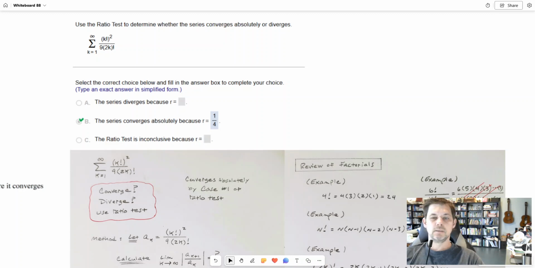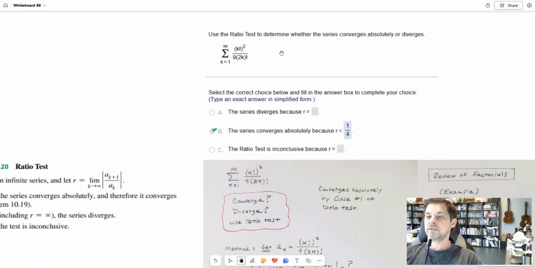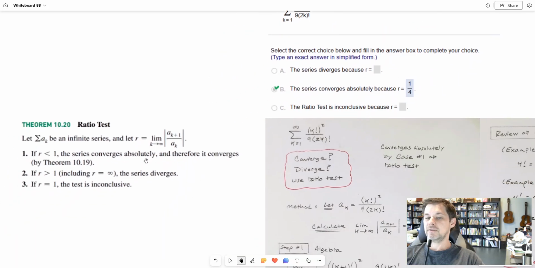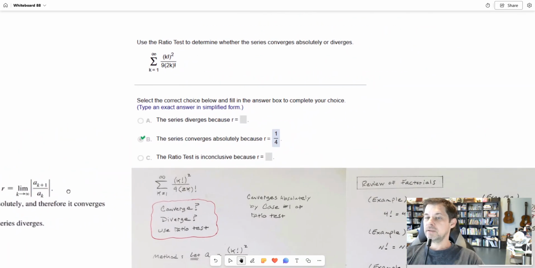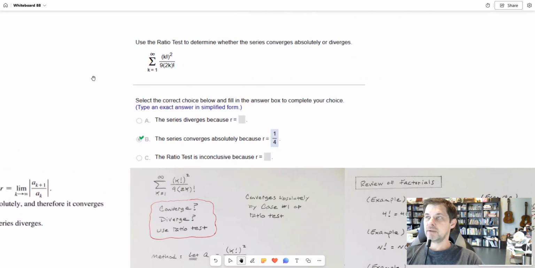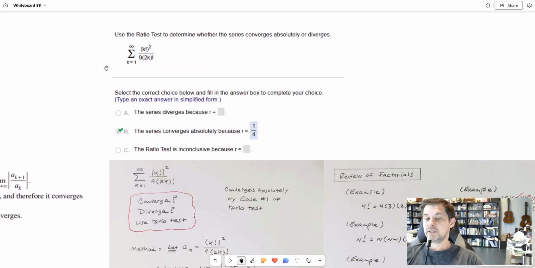Greetings, everybody. So here's a problem I'd like to show you about the ratio test. The ratio test is something that we can use to tell if some infinite series converge or not. It doesn't work for every infinite series, but I would say it often works for infinite series that have factorials or exponents. But we'll see some variety, and this is just one kind of question.